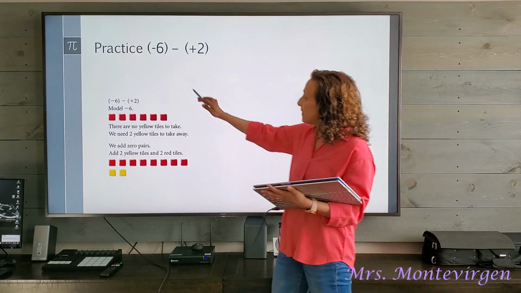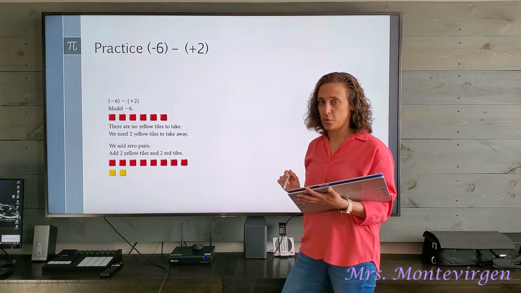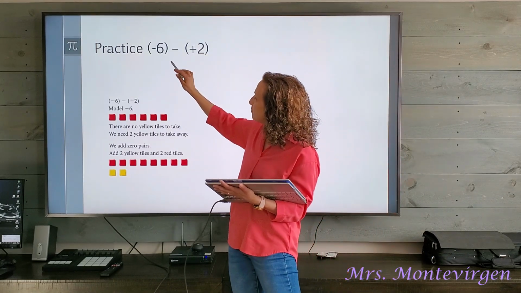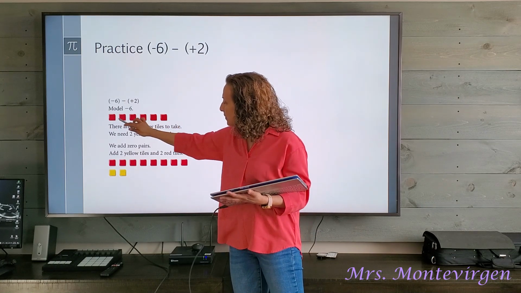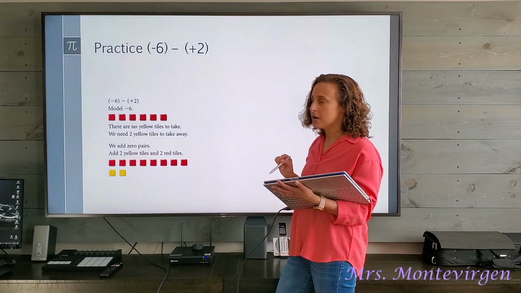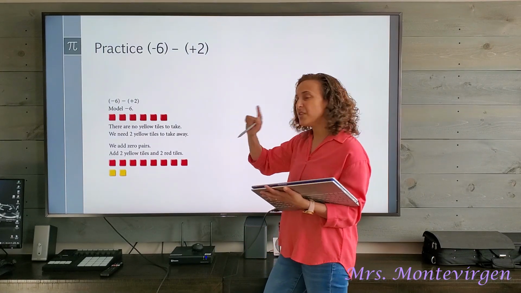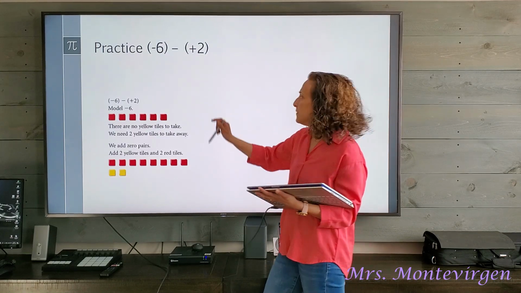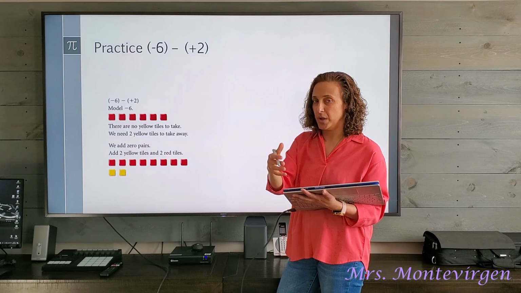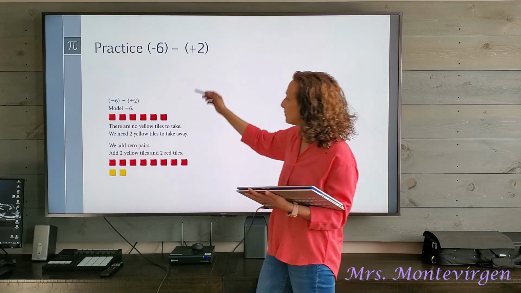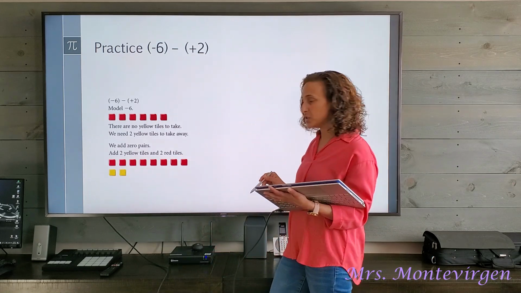Okay, I have -6 take away +2. So again, I'm going to start off by modeling my first number. In this case, I have my negative tiles. I have -6. But I have to take away +2. So now this question is a little bit different. If you remember, positive numbers are represented through the yellow integers, right? Because they stand for positive. So in this case, I'm adding 2 more yellow tiles.